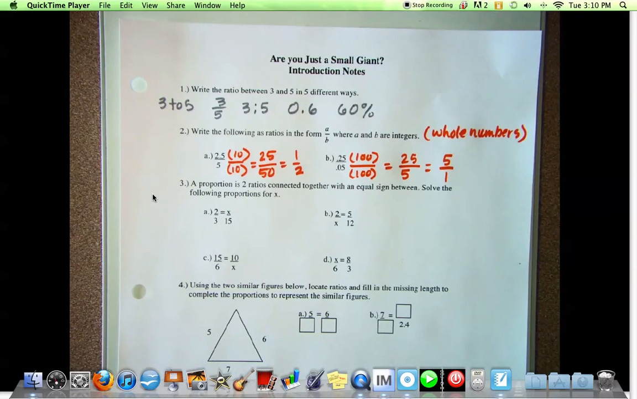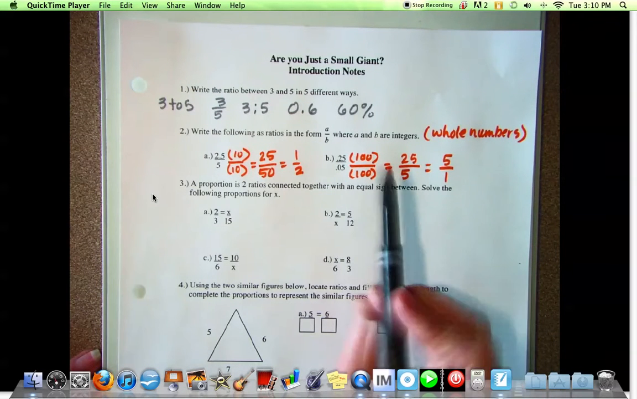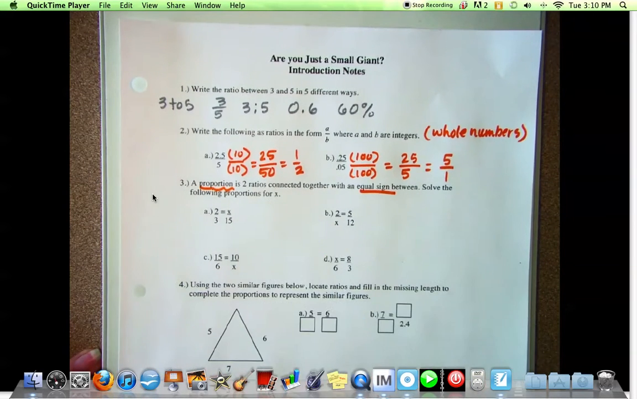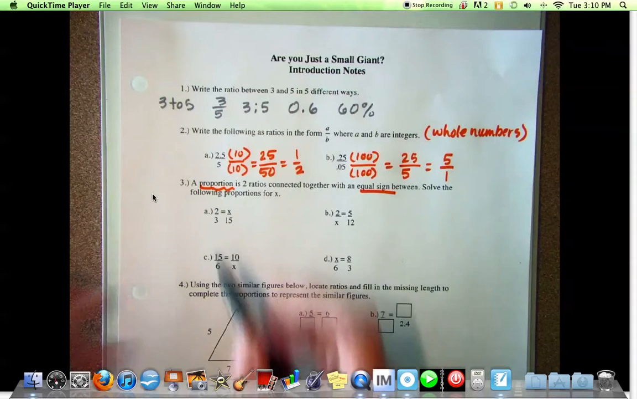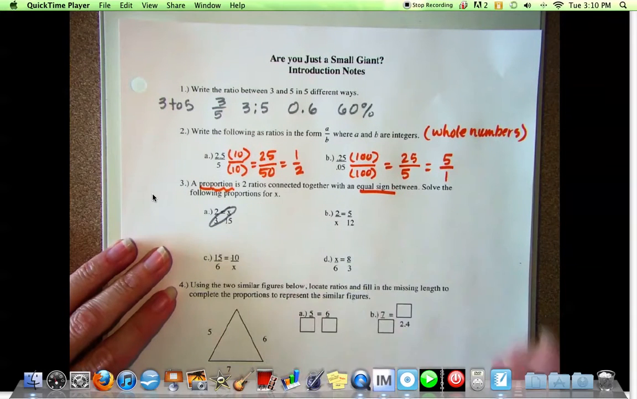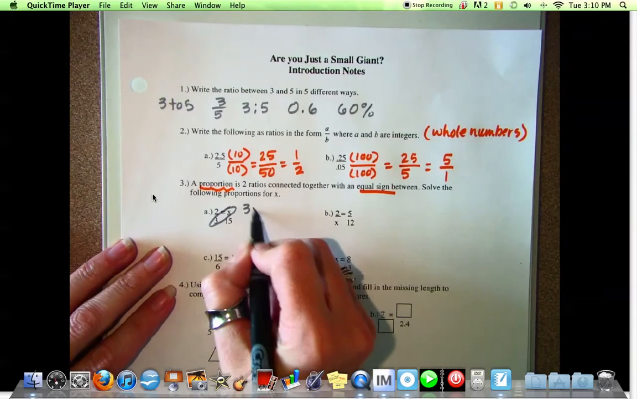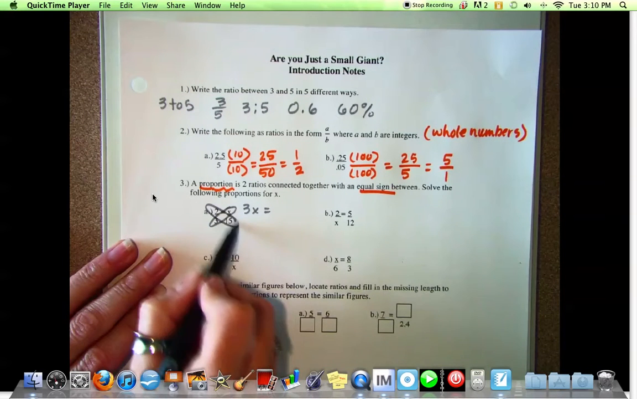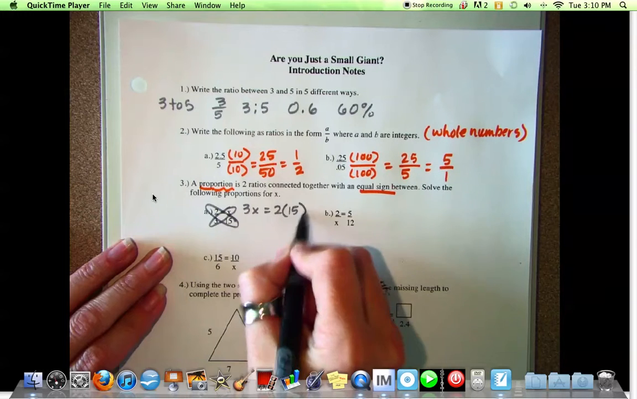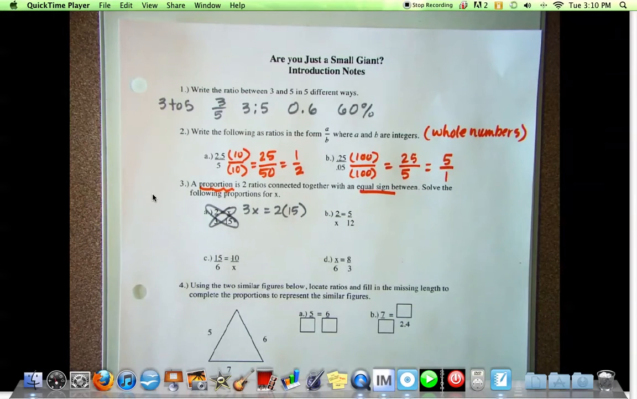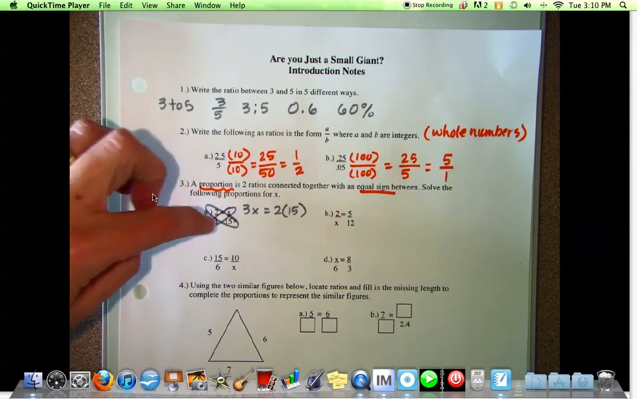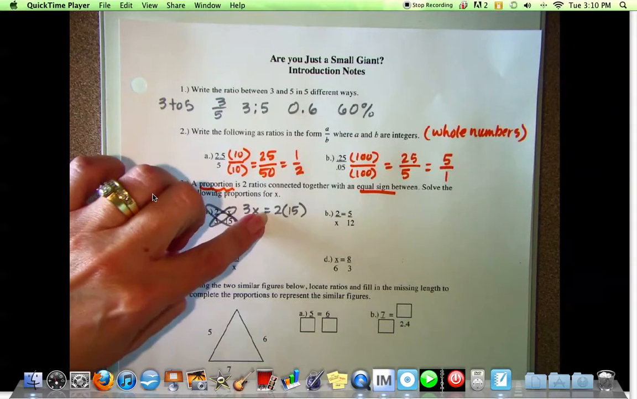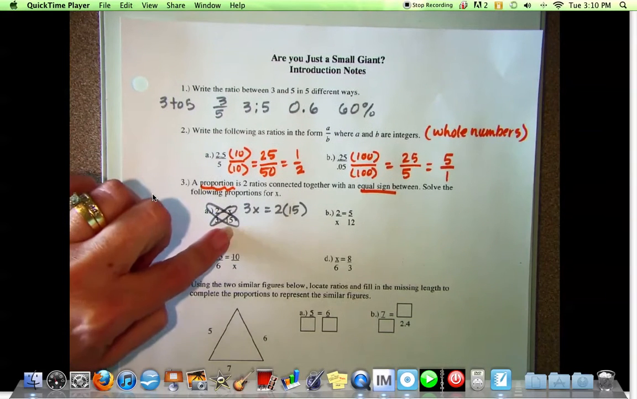A proportion is 2 ratios connected together with an equal sign between. A proportion, 2 ratios. Solve the following proportions for x. So this is where we do cross multiplication. Items that are on the diagonal, we multiply together. So 3 times x, put an equal sign in between, 2 times 15. So you're looking at the diagonal: 3 times x, put the equal sign down, equals 2 times 15.